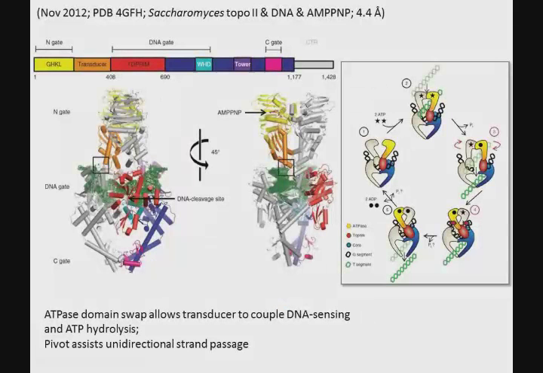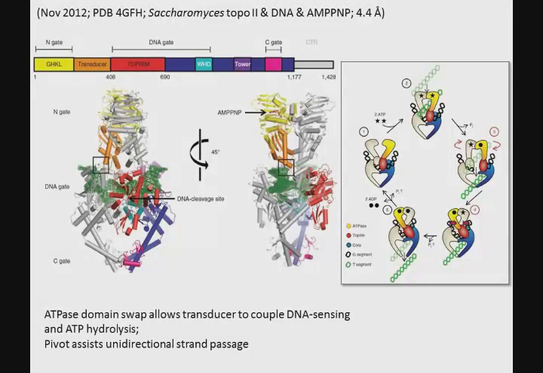So here is the structure of that full-length enzyme. Note the rather appalling resolution at 4.4 angstroms. But at this resolution, we can still see what's going on with the folds. The question is, do we see anything in the full-length structure that we didn't see in the composite models? And the answer is yes.